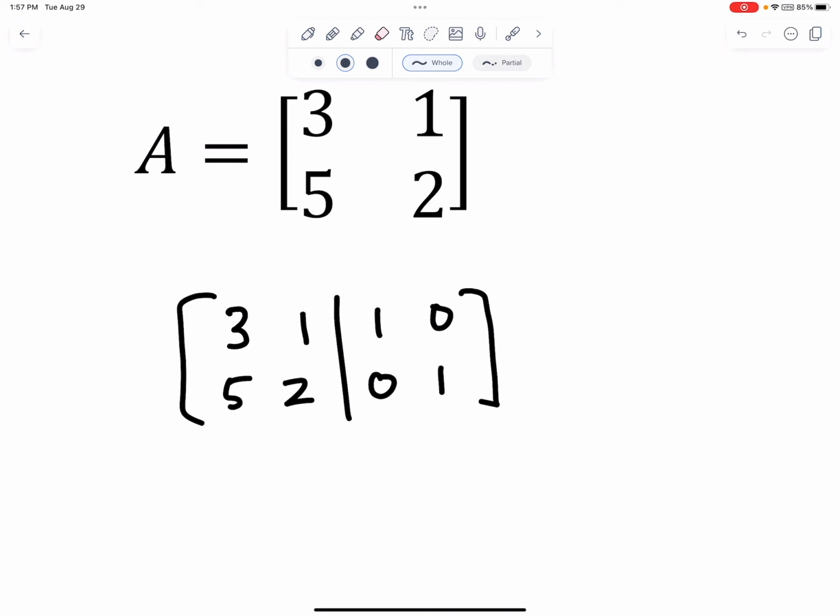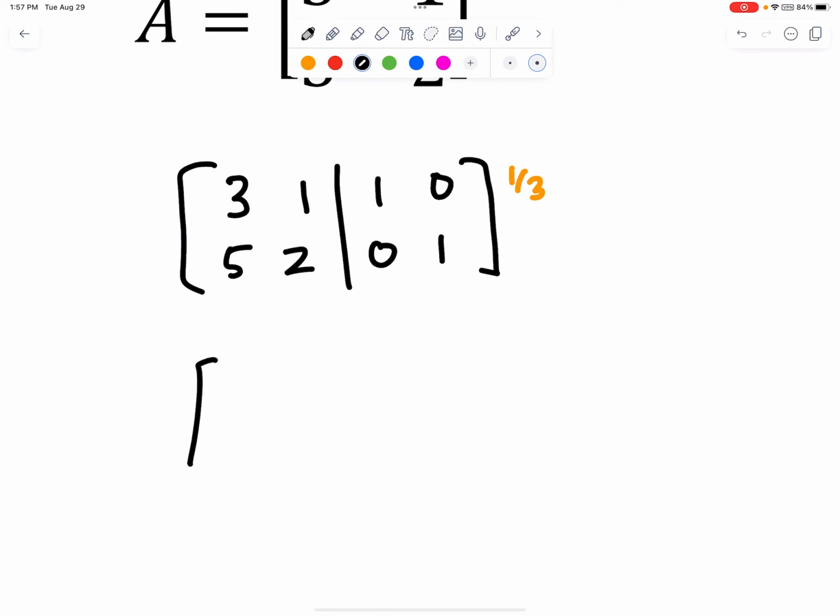Okay, now the way I'm going to do this, I'm going to choose to multiply the top row by 1/3 because I want to get a 1 right here, even though that's going to cause some fractions. Now, again, this is not the only way that you might go about doing this. There's a variety of strategies you could take. But let's just do 1/3 times the top row. So we get a 1, a 1/3, a 1/3, a 0. And then the bottom row we're not changing yet.